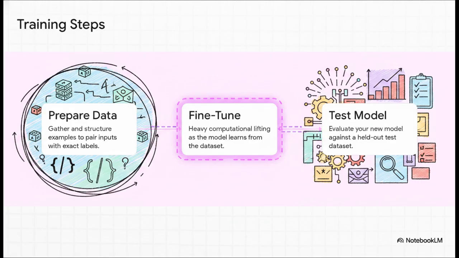Finally, step 3 is testing the new model. This is where you evaluate your fine-tuned model against a held-out test data set. That is, data the model was explicitly prevented from seeing during training. If you don't hold data back, the model can essentially cheat by just recalling the training set from memory, which means you can't actually prove if your fine-tuning generalized its capabilities to handle brand new, unseen inputs.